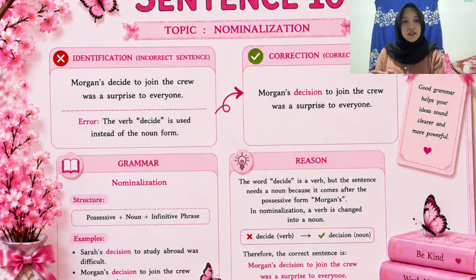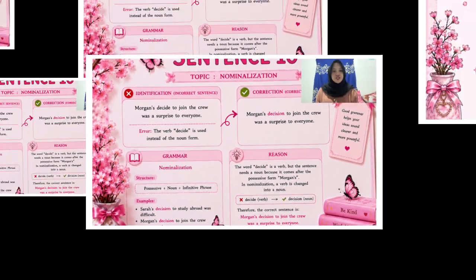Finally, the last sentence, sentence number 10: Morgan's decide to join the crew was a surprise to everyone. The mistake is the word "decide". The correct sentence is: Morgan's decision to join the crew was a surprise to everyone. The reason is that the sentence needs a noun, not a verb. Therefore, "decide" changes to "decision".